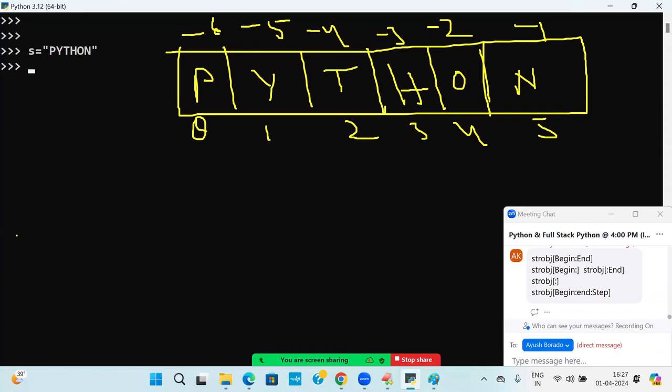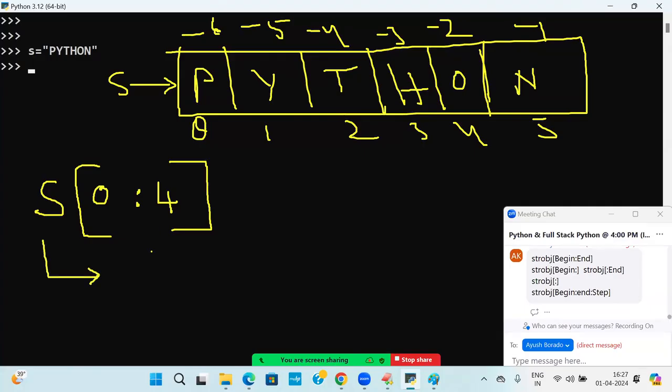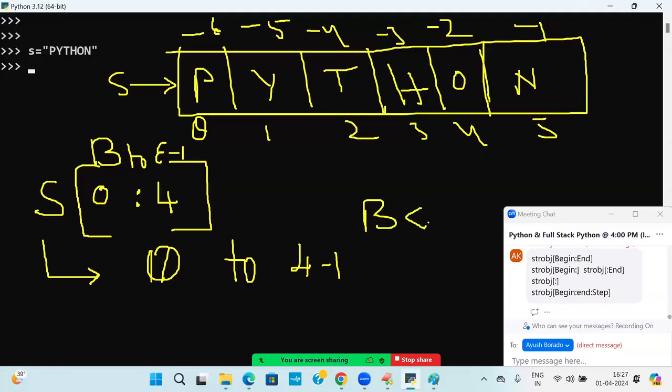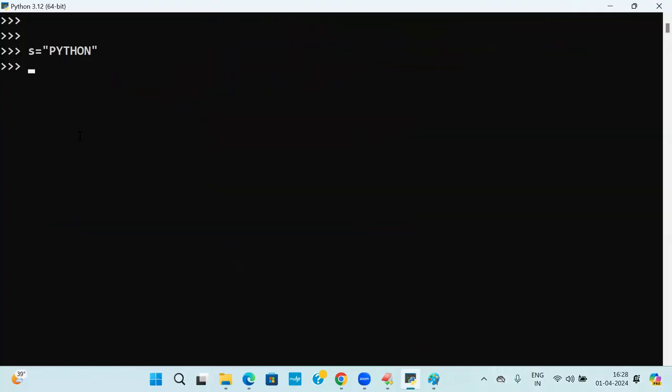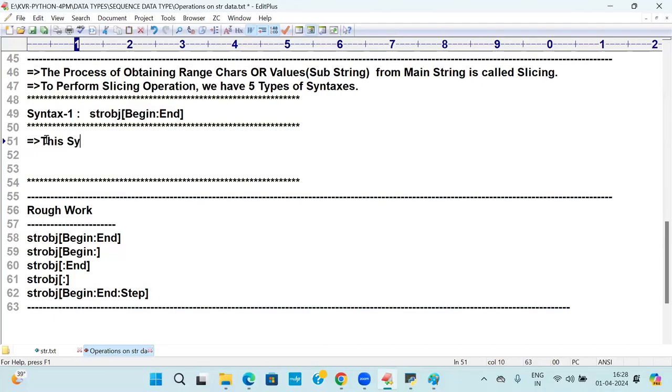Understand, students? See, students, our syntax is strobj begin colon end. I am writing S of 0 colon 4. When you say 0 colon 4, do you know what is happening? It displays the data from 0 to 4 minus 1. It will give you the data from begin to end minus 1, provided begin must be less than end. Begin must be less than end. So I'm going to give you the data. See this entire thing. This is the syntax.